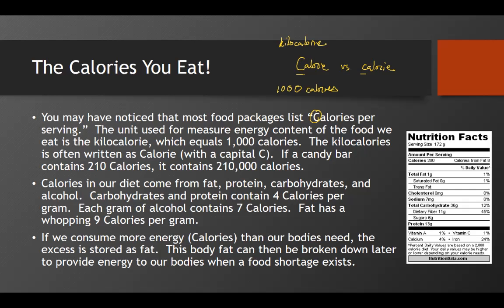Now, calories in our diet come from fat, proteins, carbohydrates, alcohol, all sorts of different things. Carbohydrates and proteins contain 4 calories per gram. Each gram of alcohol contains about 7 calories. Fat has a whopping 9 calories per gram. Again, notice those are all written with a capital C. If we consume more energy, or calories, than our body needs, the excess is stored as fat.